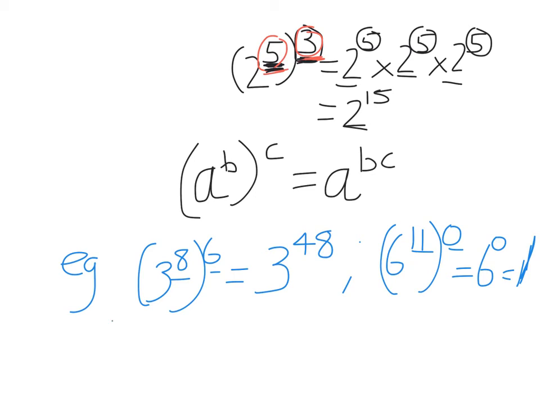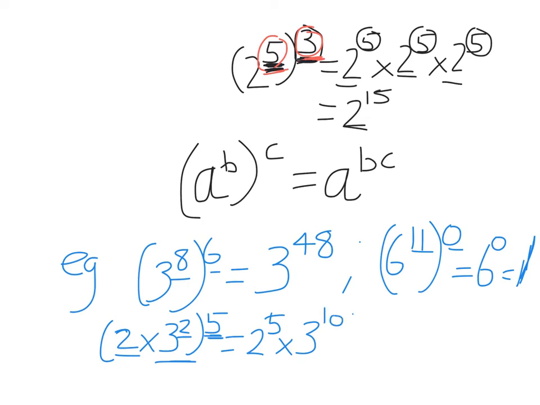Okay? Now what if I had something like this? What if I had, say, 2 to the power of 5 times, let's say, 3 squared to the power of 5? Well, what you do in that case is you raise everything in the brackets to that power. So I raise 2 to the power of 5 and times that by 3 squared to the power of 5. And again, I'm just going to multiply the two powers together.